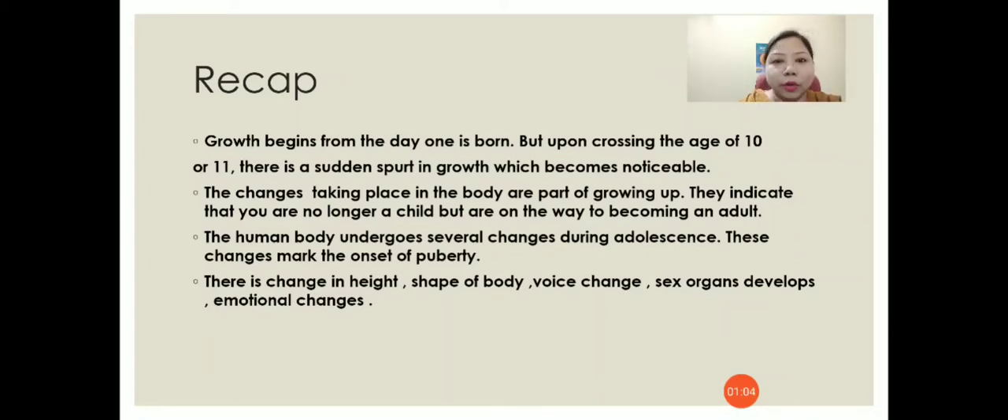The human body undergoes several changes during adolescence. These changes mark the onset of puberty. During the period of adolescence or when puberty sets on, there is a lot of change that takes place in the body of a child. There is change in height, shape of body, voice changes, sex organs develop, the oil glands begin to become more active. There are emotional changes. So various changes are seen during the period of adolescence. So this is what we have discussed in the previous class.